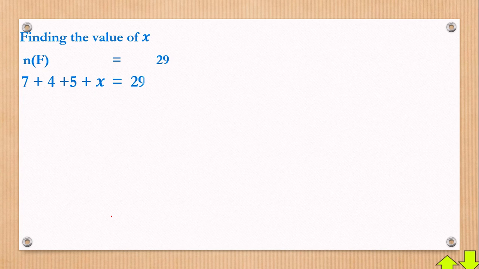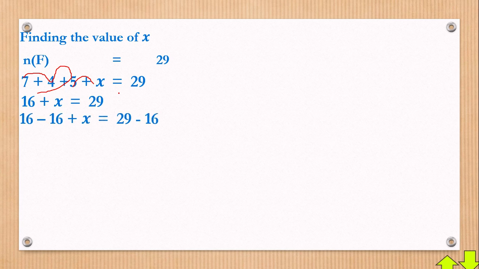Okay, good. Next part. Finding the value of X, the next step. Number in F is equal to 29, meaning we add whatever is in the circles there: 7 plus 4 plus 5 plus X equals 29. So we have 16 plus X. When you add 7 plus 4, you have 11, plus 5 gives you 16, plus X equals 29. So what is the value of X? When we subtract, X will be equal to 13.